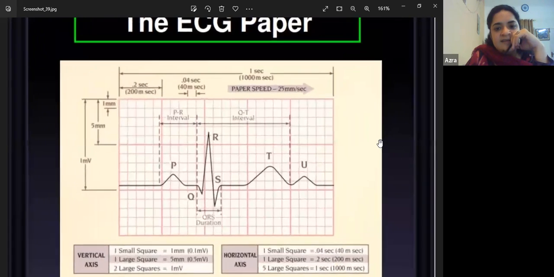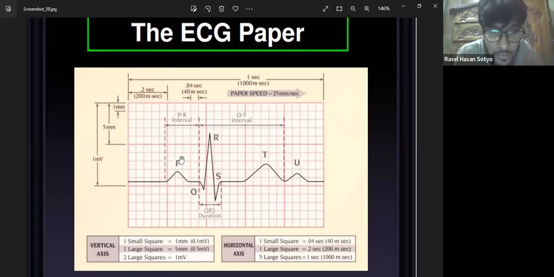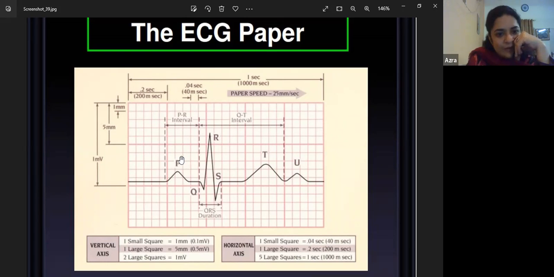Look at here, this is the ECG paper. So should I explain this or can you understand? We can understand, but should I explain? Okay. So look at here. Here are the two axes.